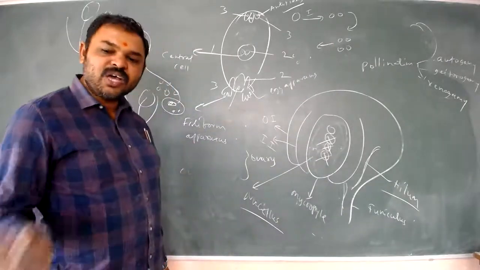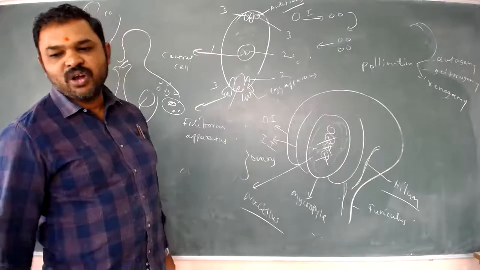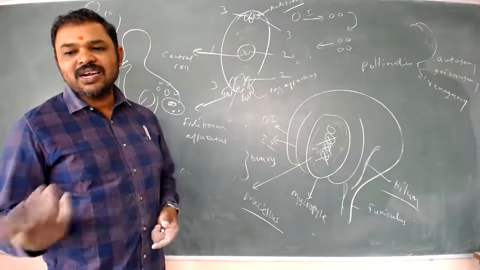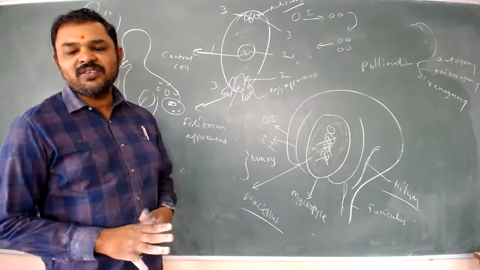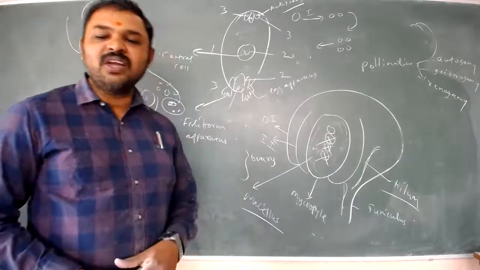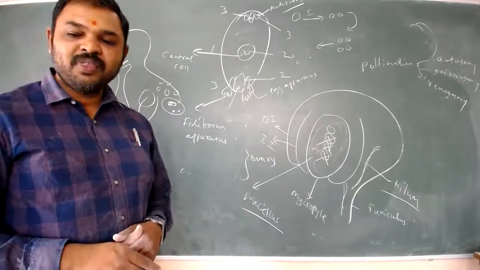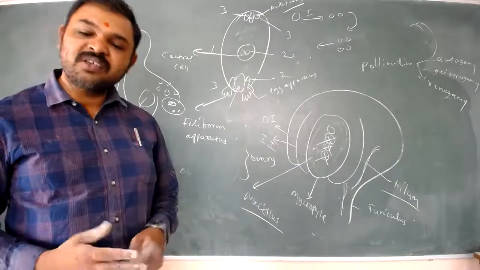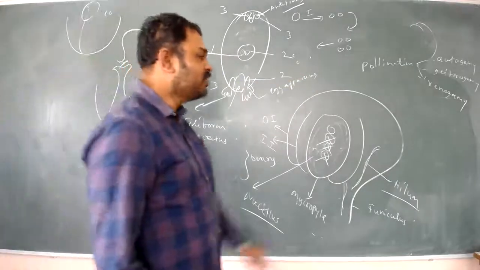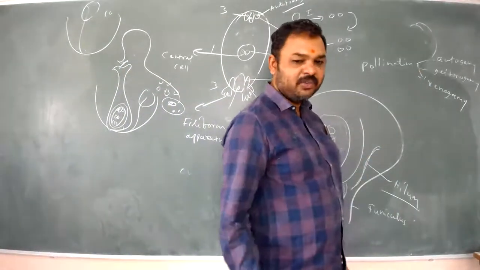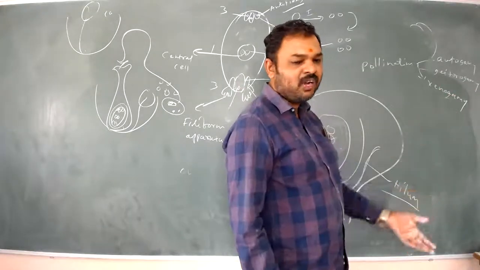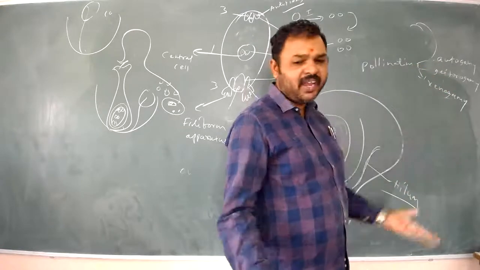What is meant by autogamy? Transfer of pollen grain to the stigma of the same flower is called autogamy. Normally autogamy occurs in cleistogamous flowers. What are cleistogamous flowers? Closed flowers are called cleistogamous flowers. Examples are Commelina, Viola, Oxalis. But in chasmogamous flowers, what is the choice? Open flowers are called chasmogamous. Here autogamy, geitonogamy or xenogamy, any method may occur. Cross pollination is also possible.